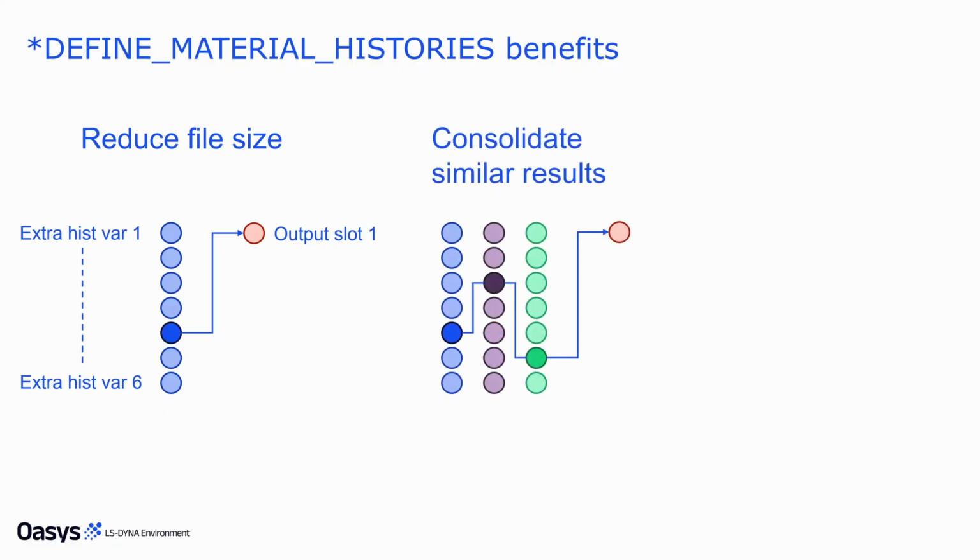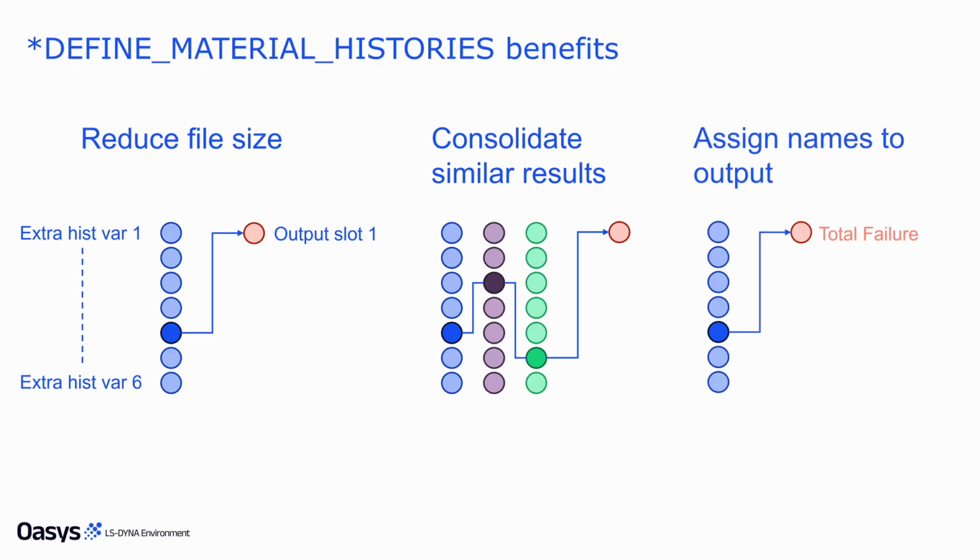Second, we can consolidate similar results. This keyword allows us to map different variable locations from multiple materials into a single unified component. This makes it very easy to do a failure plot across the entire assembly simultaneously, regardless of where the data was originally stored.